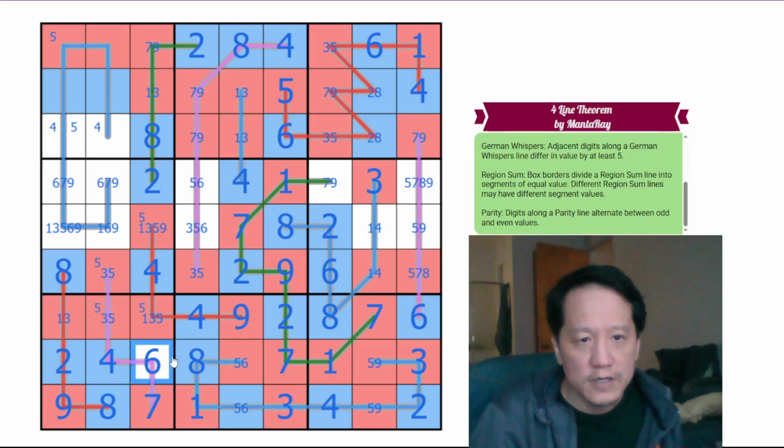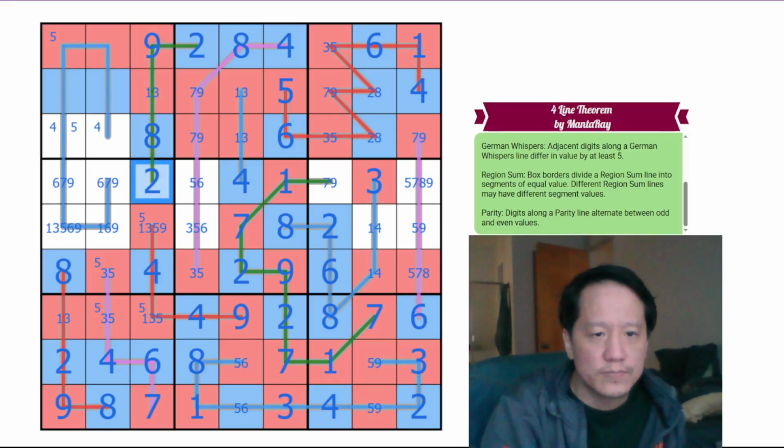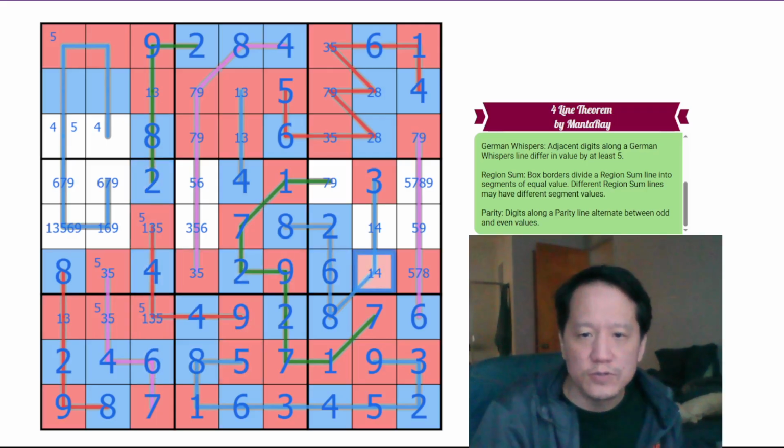This is odd, and we have this as even. 7 eliminates 7 here, so this is 9. 6 eliminates 6 here, so it's 5 and 6. 5 eliminates 5 here, so it's 9 and 5. This can't be 9 anymore because of 9 in the column. This 4 eliminates 4 here, so it's 1.